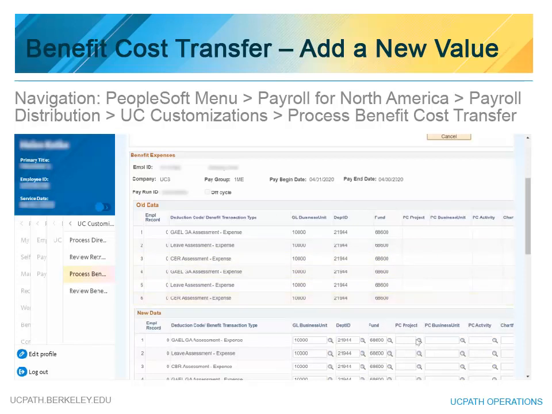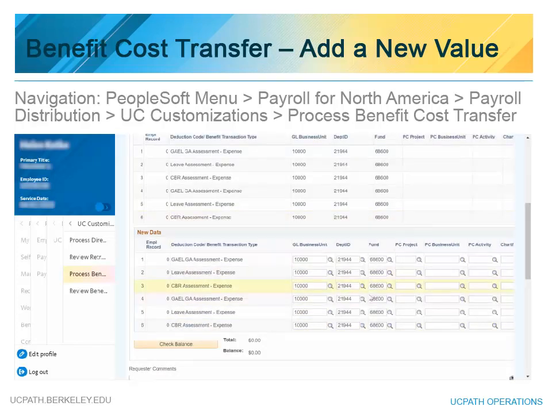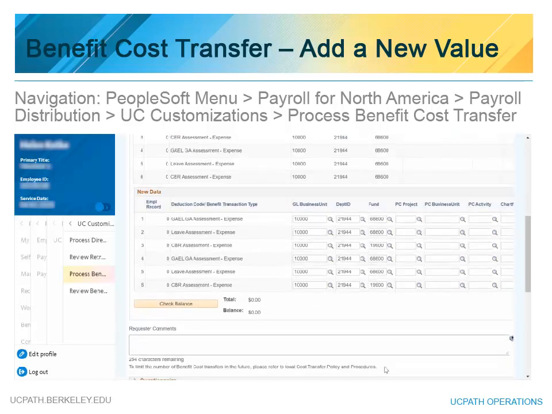In the New Data section, enter the necessary updates. You can make several types of updates in the New Data section. You can add or delete rows based on the desired redistribution of funding, or split funding between multiple funding sources. However, you cannot create or eliminate benefit expenses using this transaction. This transaction is solely used for changing the funding source.